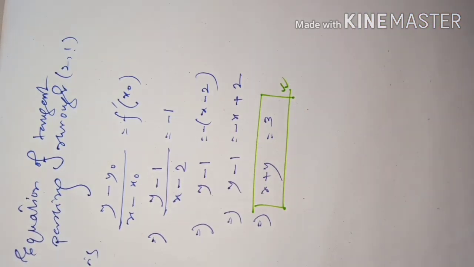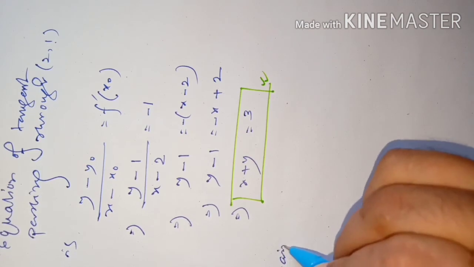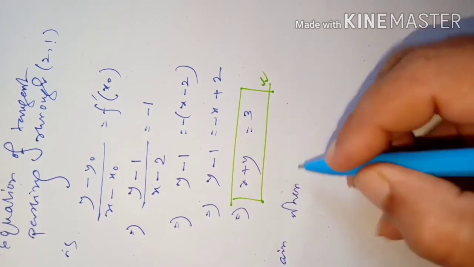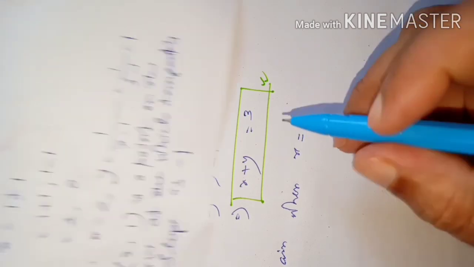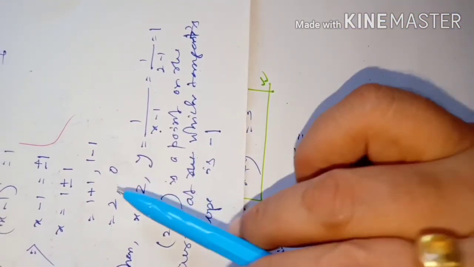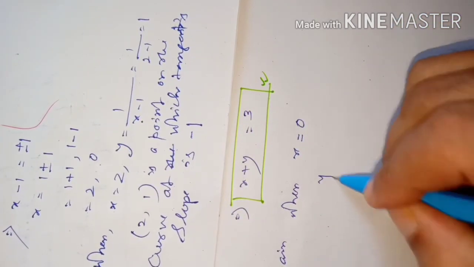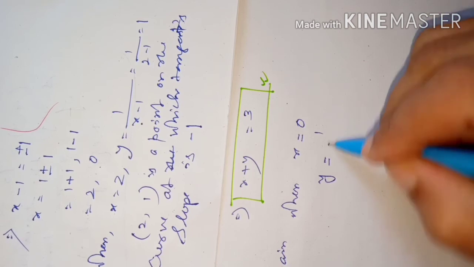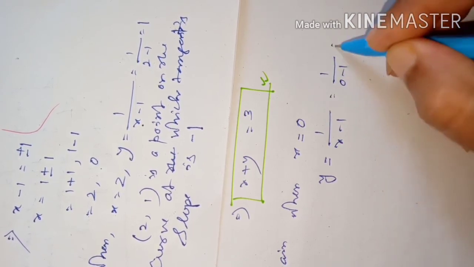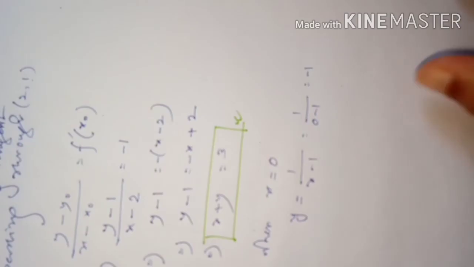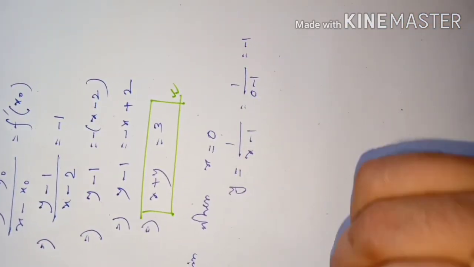Another equation will be, when x is equal to 0, the one more point that was there. When x is equal to 0, then y is equal to 1 by x minus 1, which gives us 1 by 0 minus 1, equal to minus 1. So another point is (0, minus 1).